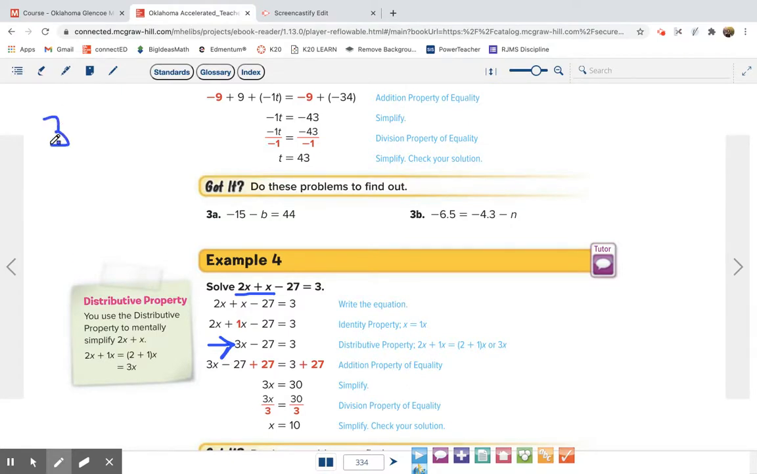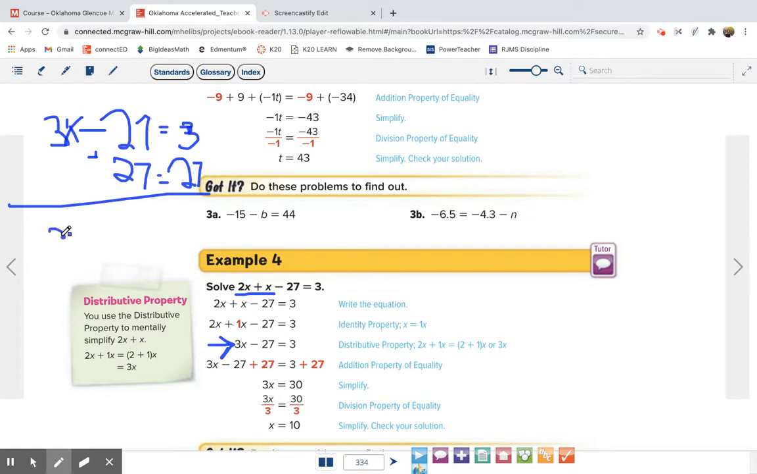I'm going to rewrite it up here. 3x minus 27 equals 3. That 3 looks crazy. Okay, so we are going to add 27 to both sides of the equal sign. 3x just comes straight down because there's nothing under it. Negative 27 plus 27 cancels. We have an equal sign. 3 plus 27 is 30. So 3x equals 30. This one right here is now our equation.